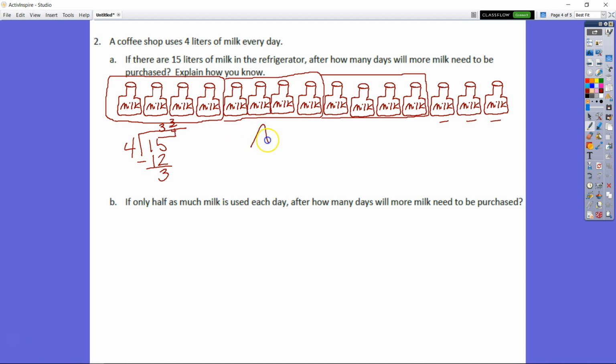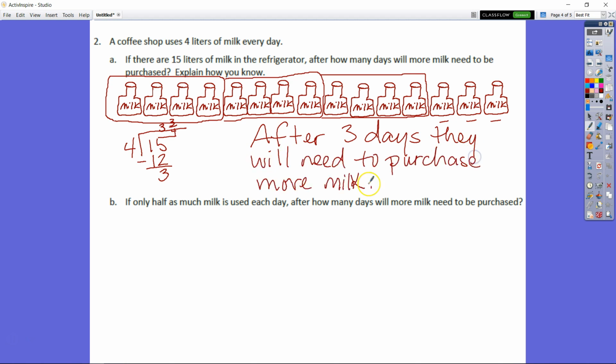So that would be our answer. After 3 days, they're going to need to buy more milk. And the reason why is because they're only going to have 3 out of the 4 liters that they need. And that's where that 3/4 is right there. All right, let's check out B. If only half as much milk is used each day, after how many days will more milk need to be purchased? Let's take a look at that.